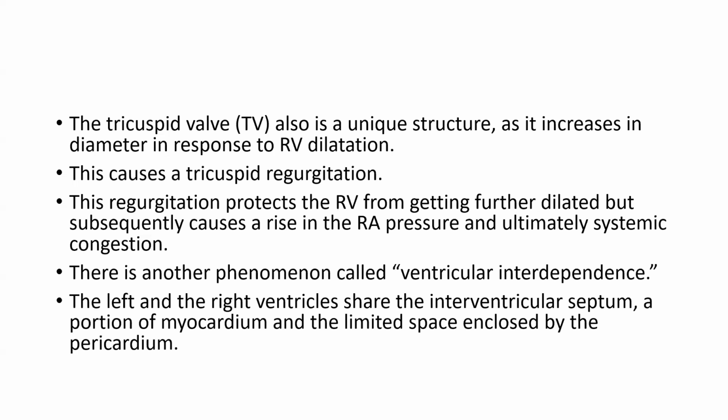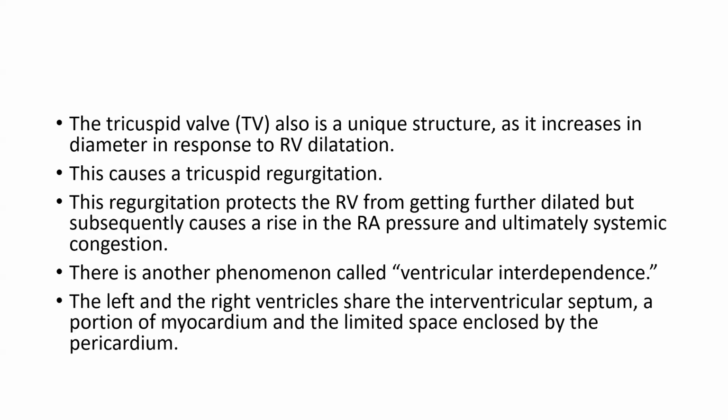The tricuspid valve is also a unique structure as it increases in diameter in response to RV dilatation. This causes tricuspid regurgitation. This regurgitation protects the RV from getting further dilated, but subsequently causes a rise in RA pressure and ultimately systemic congestion. There is another phenomenon called ventricular interdependence.